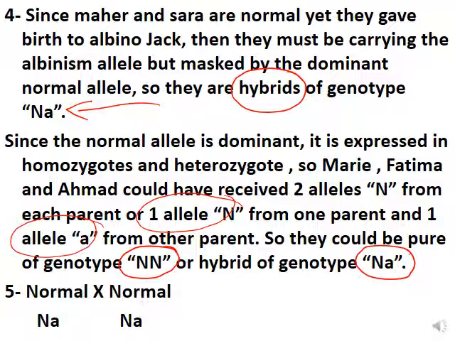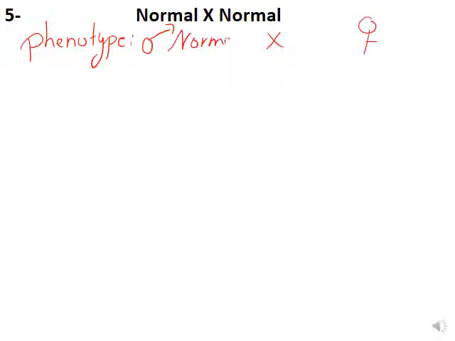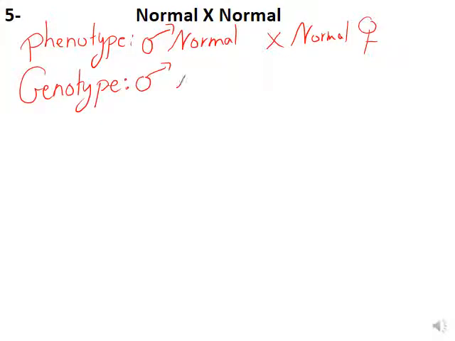Part 5, they need us to perform the factorial analysis to verify the results of Sarah and Maher. Sarah and Maher are normal, so they have genotype N capital A small. Let's start. Here we have normal and normal. So let's start first with the phenotype. These are the factorial analysis steps. Male crossed with female. Both of them are normal. So normal male and normal female. And then we move to the genotype. In the genotype, both of them are heterozygous. They are N capital A small crossed with N capital A small.